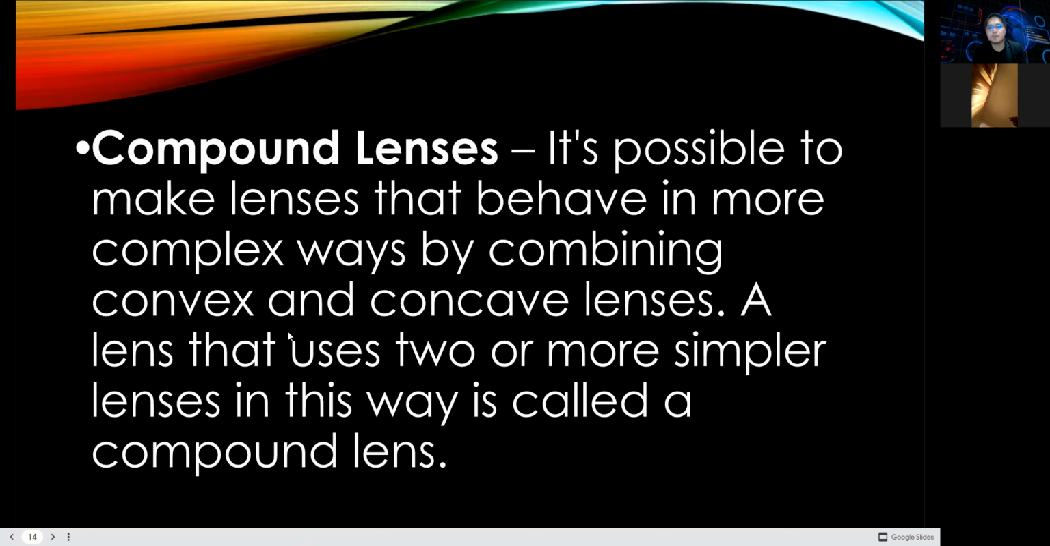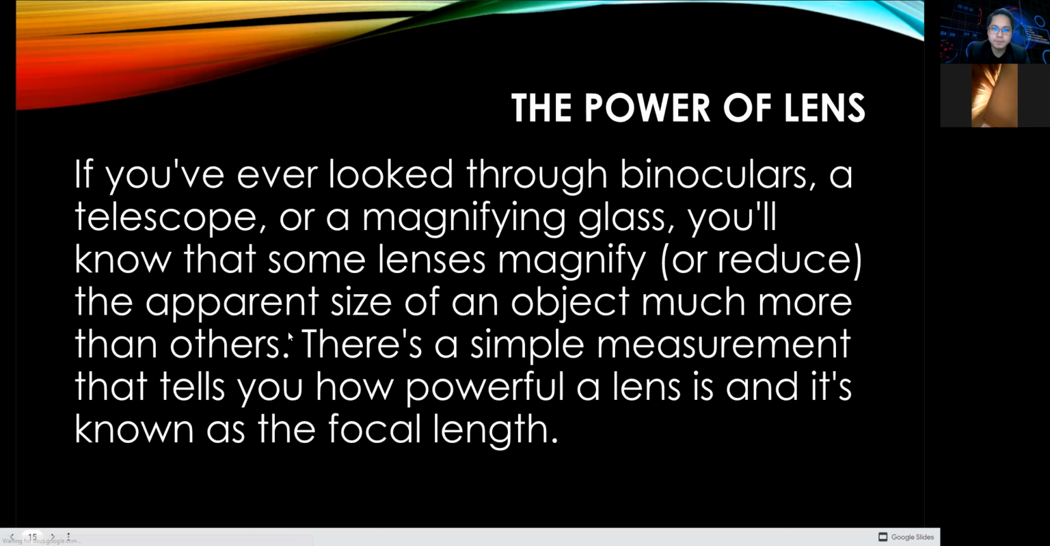Compound lenses. It's possible to make lenses that behave in more complex ways by combining convex and concave lenses. It is actually compound. It is a combination between convex and concave lens. A lens that uses two or more simpler lenses in this way is called a compound lens. Okay, again, compound is a mixture or combination of a convex and a concave lens.